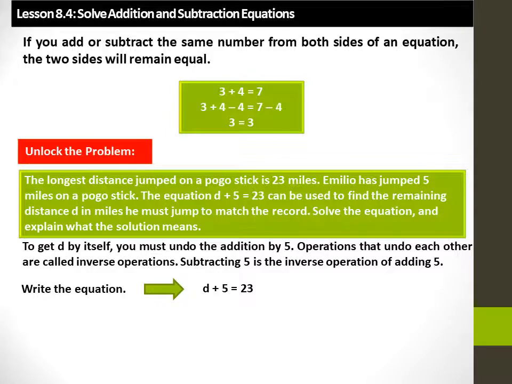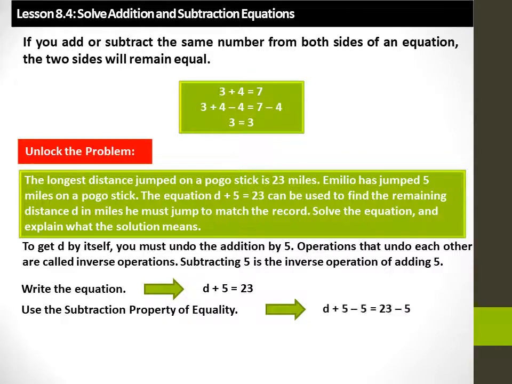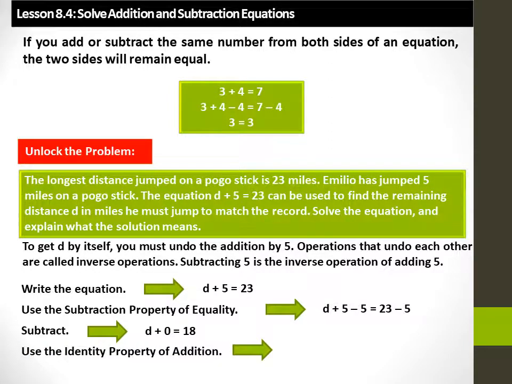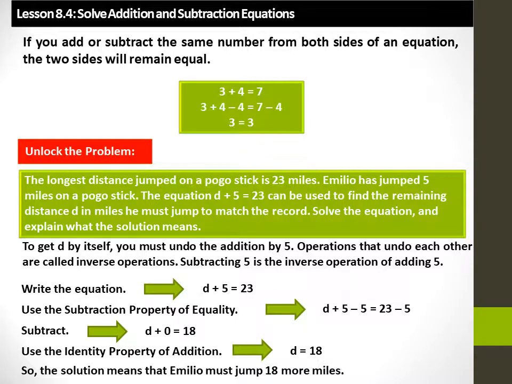Let's write the equation. d plus 5 equals 23. Now use the subtraction property of equality and subtract 5 from both sides of the equation. d plus 5 minus 5 equals 23 minus 5. Now let's subtract. d plus 0 equals 18. Use the identity property of addition. d equals 18. So, the solution means that Emilio must jump 18 more miles.